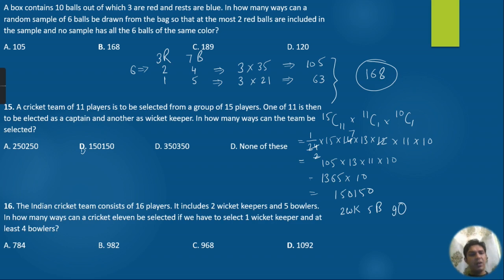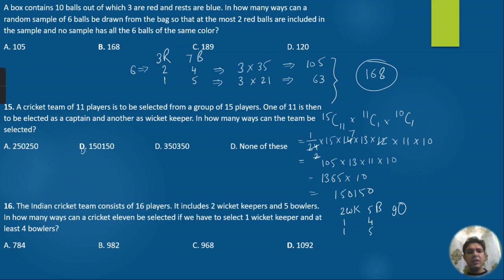So the question is, the Indian cricket team consists of 16 players. It includes 2 wicket keepers, 5 bowlers. In how many ways can a cricket 11 be selected if we have to select 1 wicket keeper and at least 4 bowlers? That means one case will be this and the other case will be this, right?